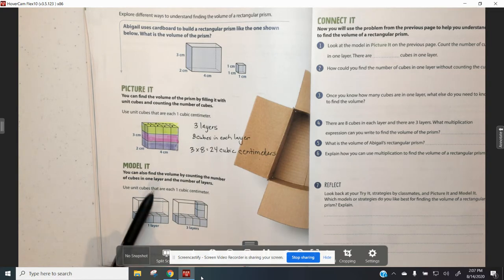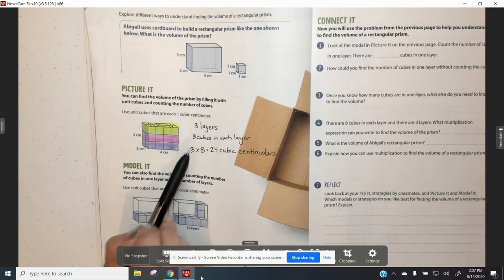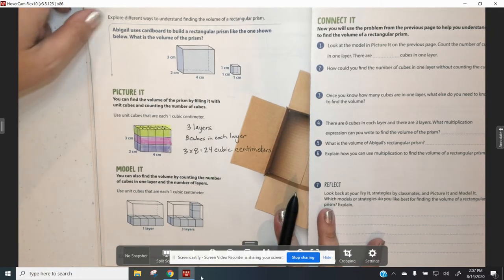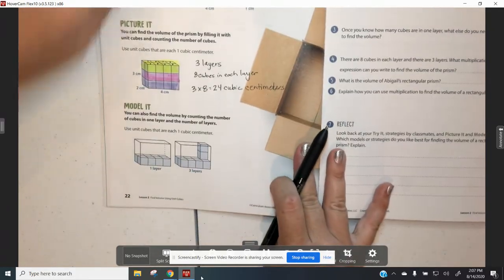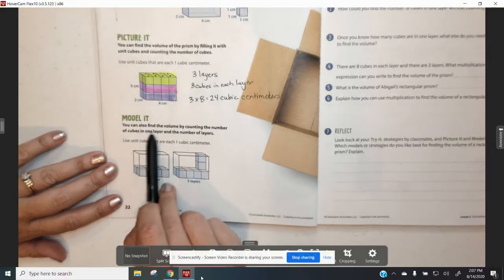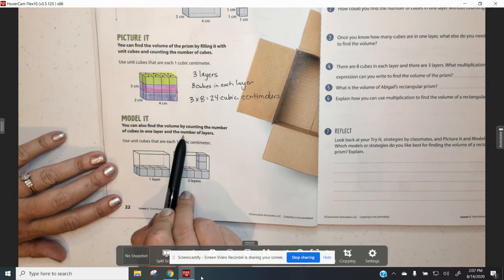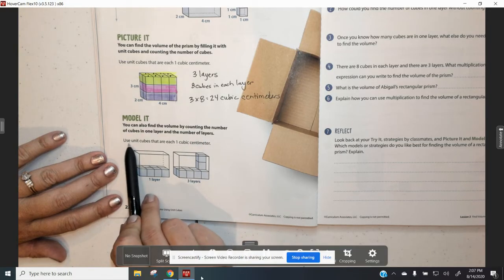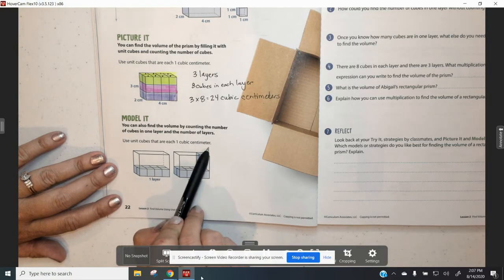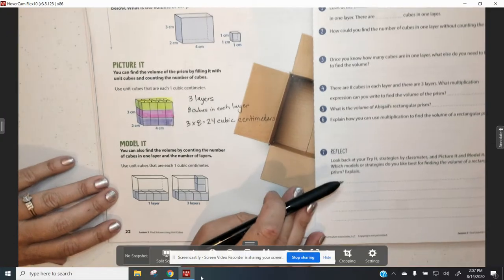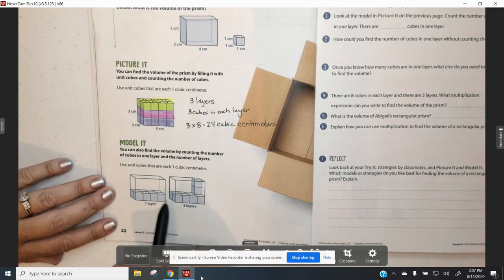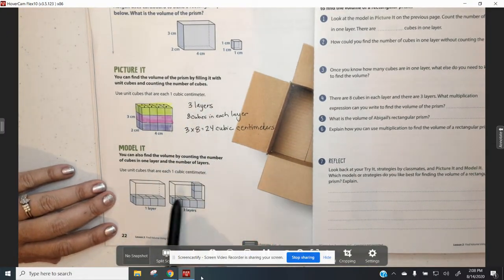Maybe. All right, now I'm going to show you another way where you wouldn't have to fill in all of the unit cubes, where you could just fill in some of the unit cubes. So you can also find the volume by counting the number of cubes in one layer and then the number of layers. Use unit cubes that are 1 cubic centimeter. So the way that we do this is they've drawn it here for you.